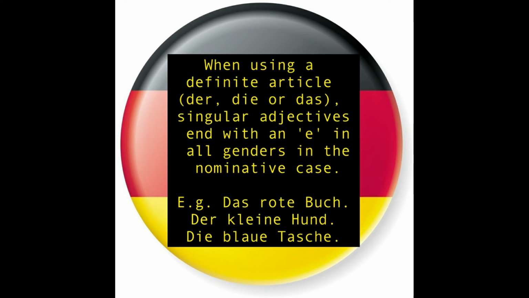So when using a definite article, which is the in English, or der, die, or das in German, all singular adjectives end with an E in all genders in the nominative case. For example, the neuter word for the, das, gives us das rote Buch. The masculine word der gives us der kleine Hund. And the feminine word die gives us die blaue Tasche.